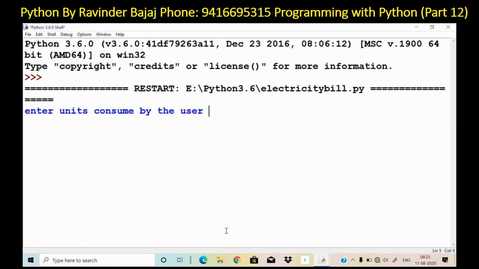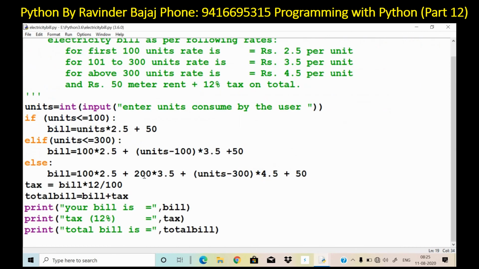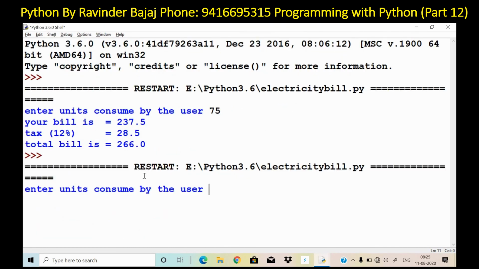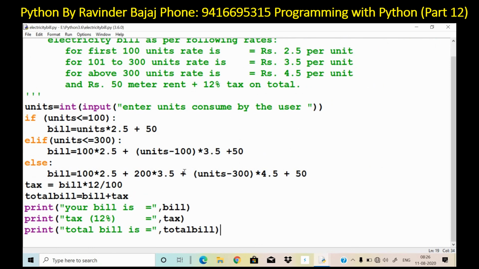See, units consumed, suppose units consumed are 75 only, so it is less than 100. So 237 rupees 50 paise is the bill, 28 rupees 50 paise is the tax, and 266 is the total bill. Let me run this again for you. Press F5. Let units consumed be suppose 400, then it is above 300, so the bill is 1450 rupees plus 174 is the tax, and 1624 rupees is the total bill. In this way you can write this program and run.